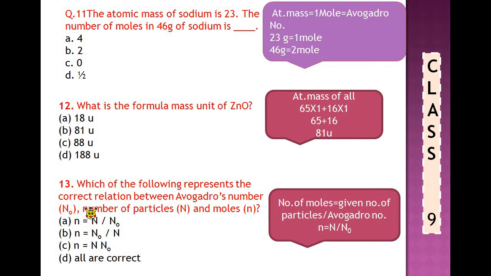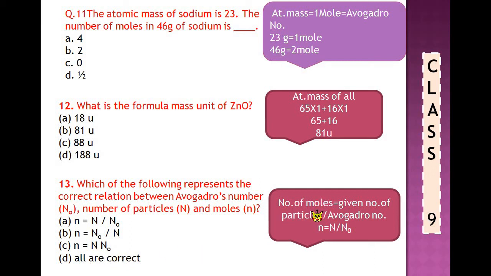Come on to the 13th question. Which of the following represents the correct correlation between Avogadro's number, that is N0, number of particles, that is capital N, and number of moles, that is small n? These are the 4 options. Small n is equal to capital N divided by N0. Small n is equal to N0 divided by N. Small n is equal to capital N into N0, and D, all options are correct.